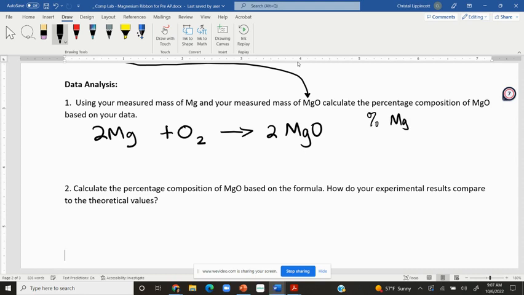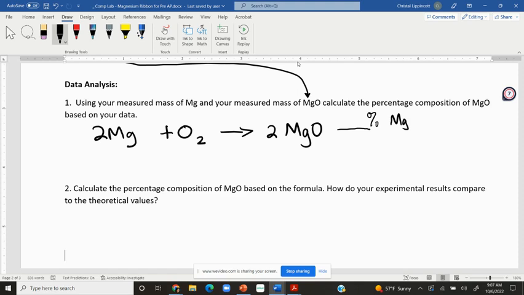So if you want to know the percent magnesium in this guy, you're going to take your part, which is the magnesium, because you know that didn't change, and you're going to divide it by the whole, which is magnesium oxide. That's going to give you some percentage here. You're hoping that you're in the low 50s to upper 60s. So anywhere from 50 to 70 is where you're hoping that your percentage came in.